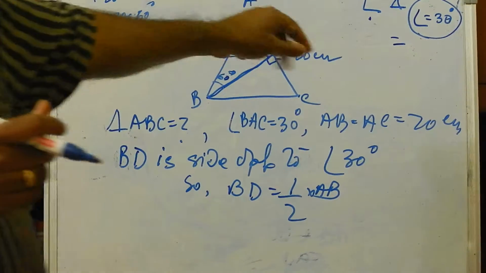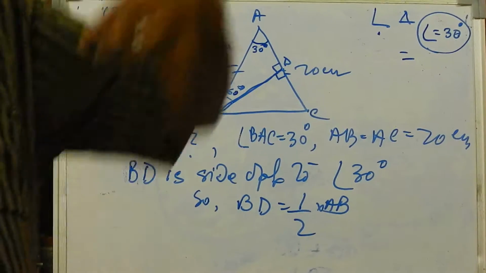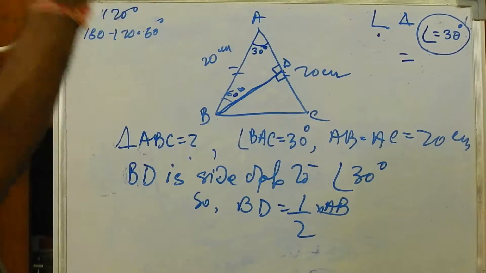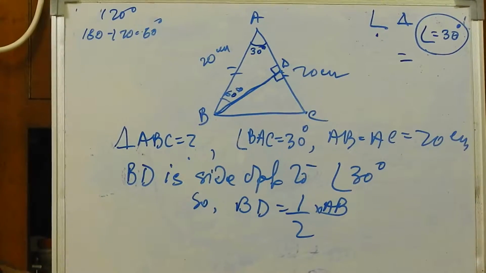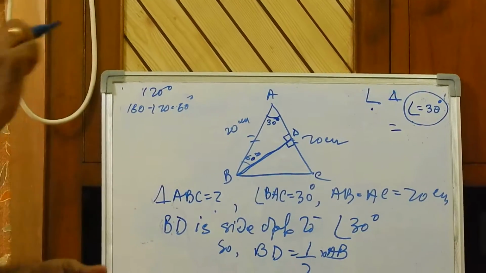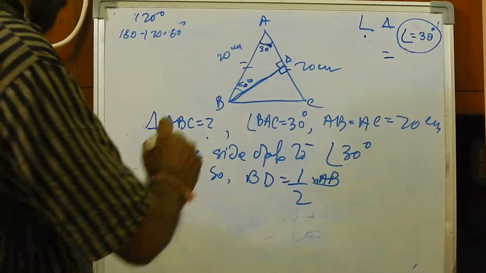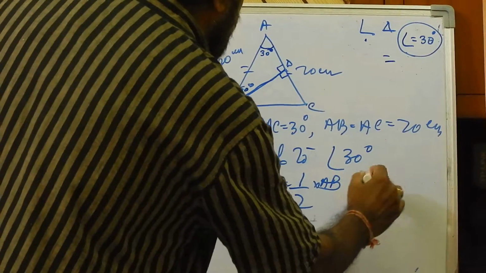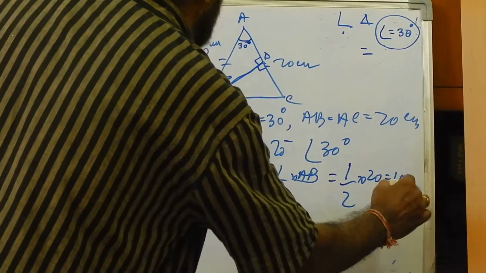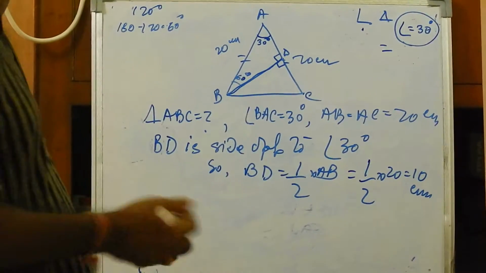And conversely, we can also say that if in any right angle triangle one angle is 60 degree, then the other angle would be 30 degree. That means for a right angle triangle which contains 90, 30, 60 degrees of angle, it is true that the side opposite to the 30 degree angle is always half of the hypotenuse. So BD equal to half of AB. We know AB's value is 20. So BD equal to 10 centimeter.